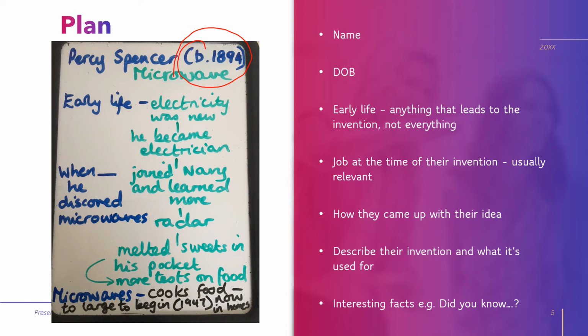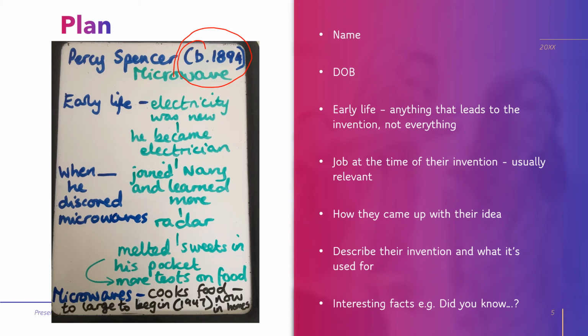For Percy Spencer, his early life, when he was young, because he was born in the Victorian times in the USA, the electricity that we now come to use all the time was very new, and he was very interested in that. And he became an electrician and then went to work in a paper factory near his home.